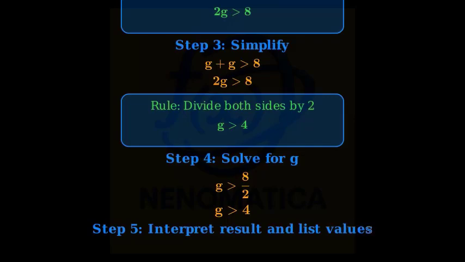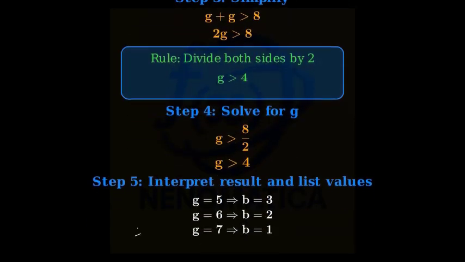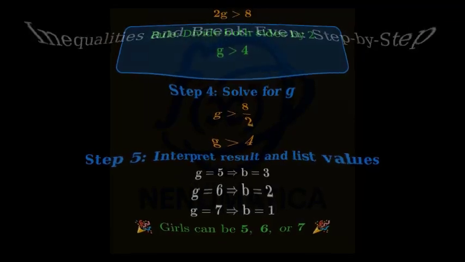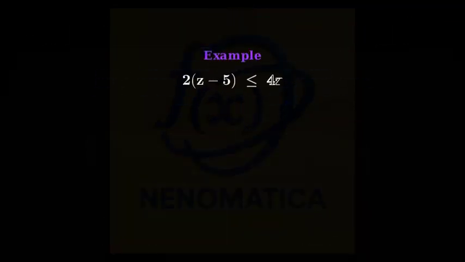Interpretation. The number of girls must be strictly greater than 4. Possible integer values are 5, 6, or 7. We exclude 8 in this context to ensure both girls and boys are present. Example. We are given the inequality 2 times open parenthesis z minus 5 close parenthesis is less than or equal to 4z. We will test z equals 1, z equals -5, and z equals -12.